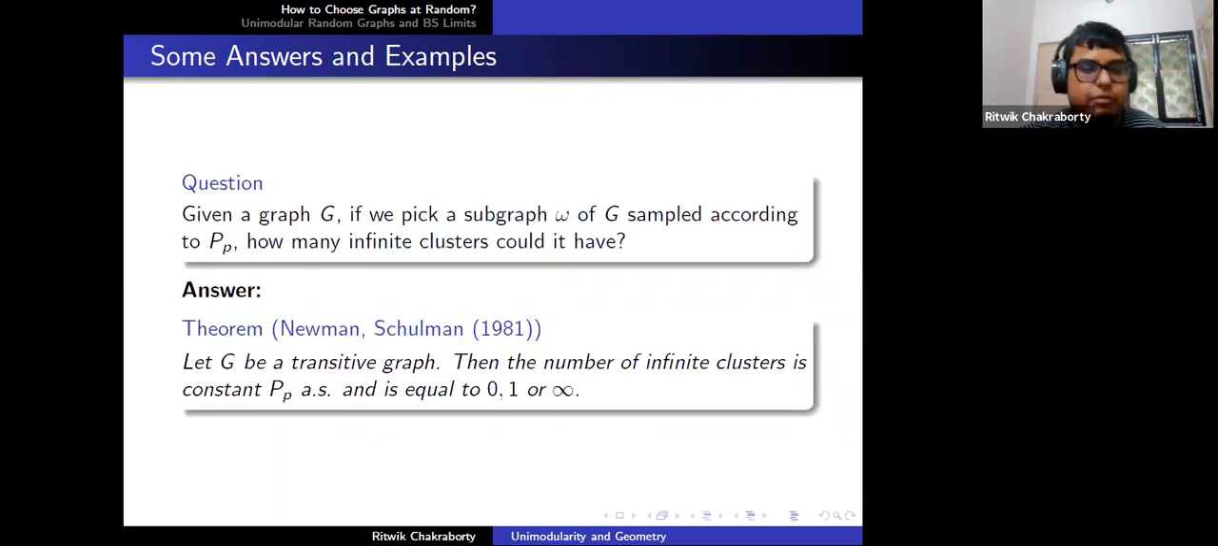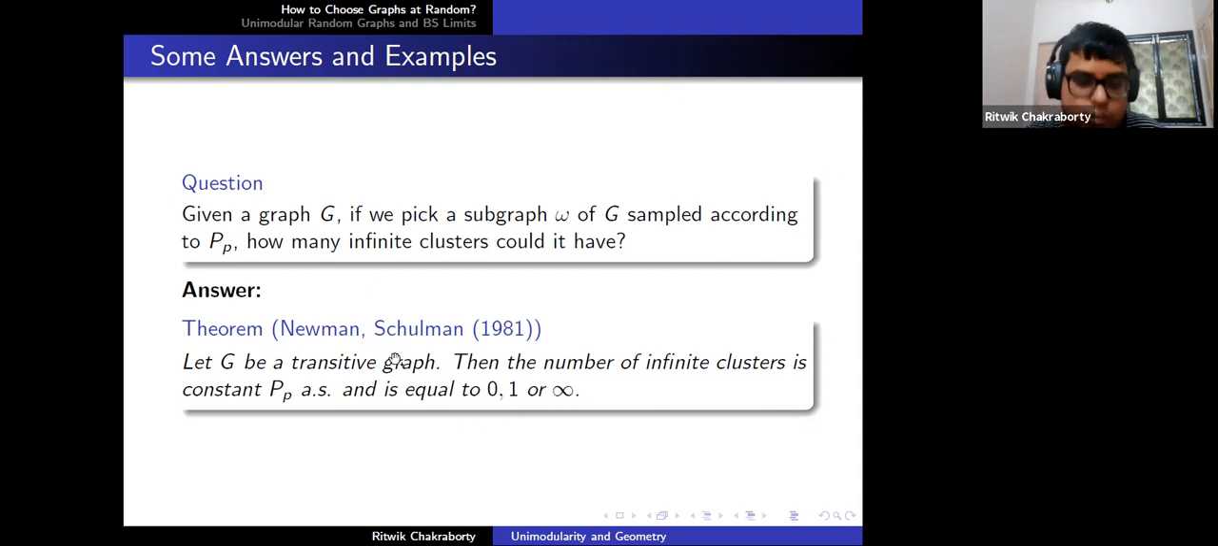So we'll pick one of the questions that I had stated before. Given a graph G, if we pick a subgraph omega of G sampled according to the Bernoulli P percolation measure, PP, then how many infinite clusters could it have? The answer is given by a classic theorem due to Newman and Schulman, published in 1981.